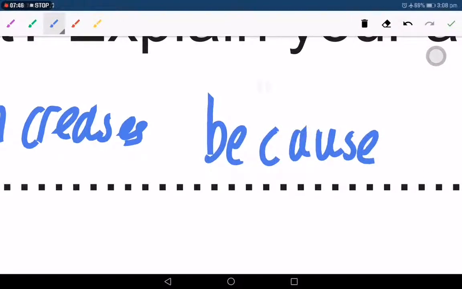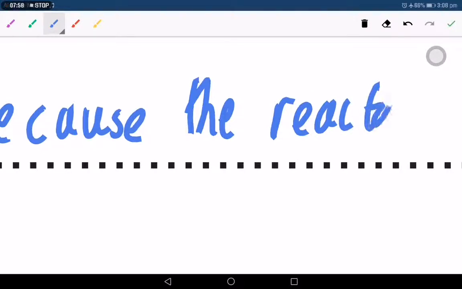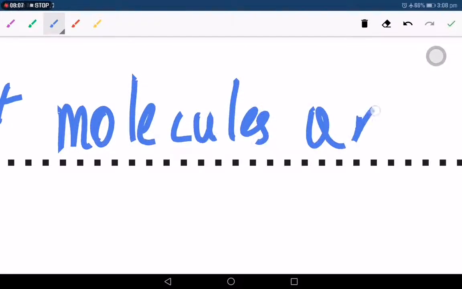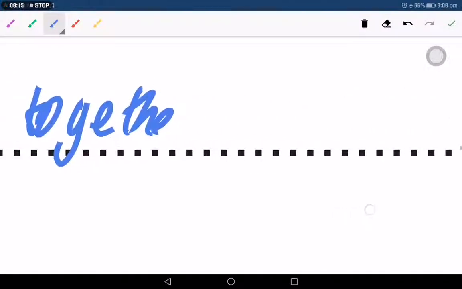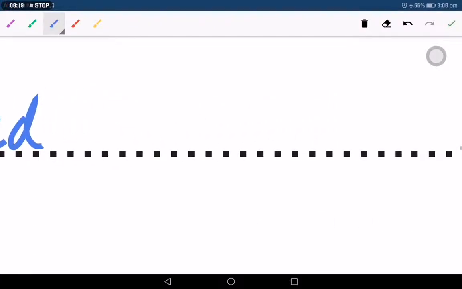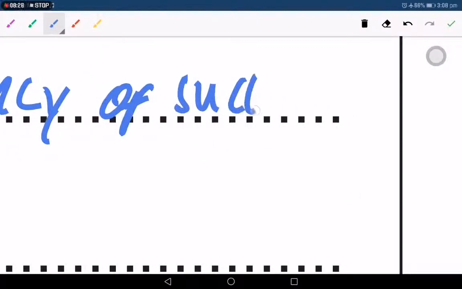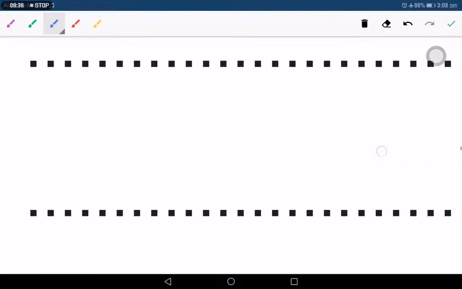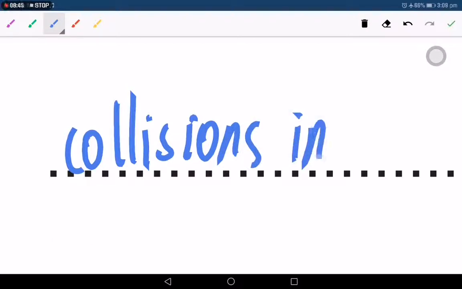because why? The rate increases because the reactant molecules are closer together, and the frequency of successful collisions increases.